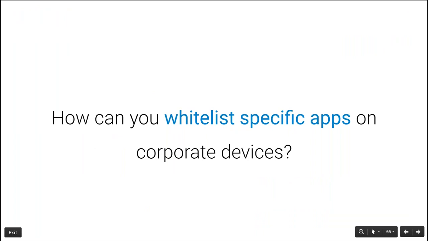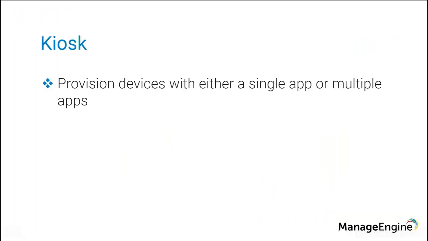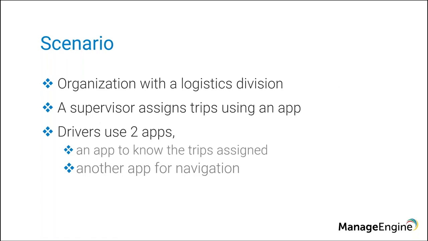So next comes a scenario wherein I would have to whitelist specific applications on my corporate devices alone. So this is where the kiosk mode would come into play. Kiosk is a prime feature that we provide, and most of our customers go for the kiosk mode, wherein we provision the devices to run either a single app or multiple applications. And we can also prevent the users from configuring the device settings if the device is locked down in kiosk mode. So let's take a scenario over here.